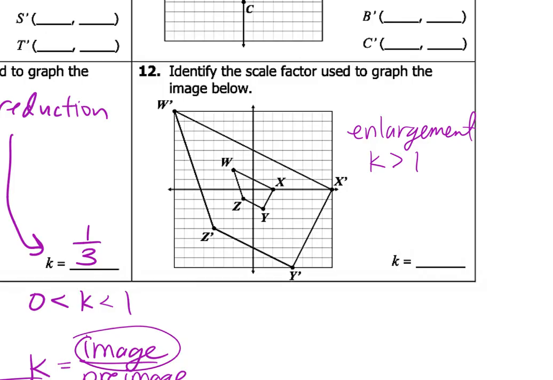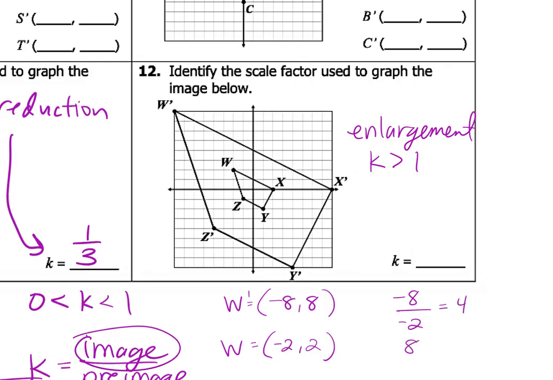I saw the coordinates of W prime, and I found the coordinates of just regular W, and then I divided -8 over -2, and then 8 over 2. Okay, so W prime was where? -8. And then W is at -2, 2. So she did prime over original, and either way, you get a k value of 4. Okay, so that's your scale factor. It grew. It's greater than 1. That's an enlargement.